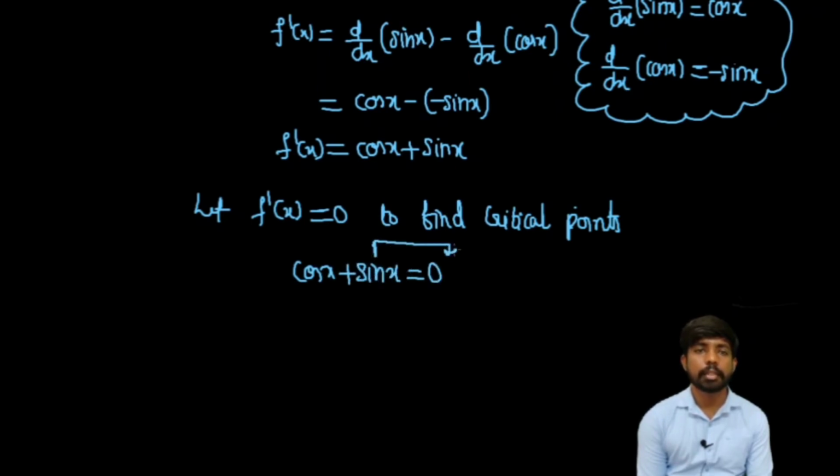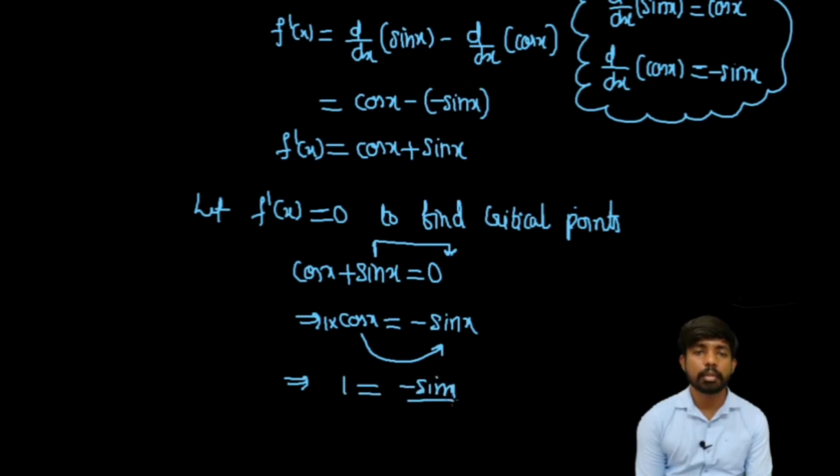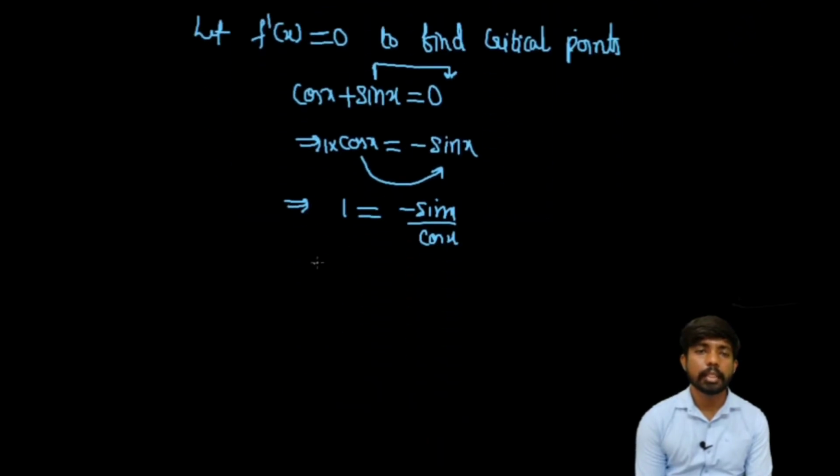Bring the sin to the right hand side. Cos x is equal to minus sin x. Send this cos to the right hand side, and it comes to the denominator: 1 is equal to minus sin x by cos x. Therefore, send the minus to the left hand side, and I can write tan x is equal to minus 1.